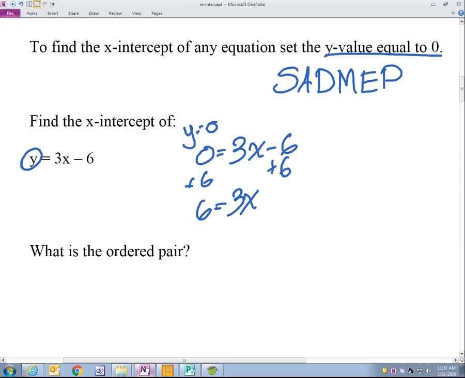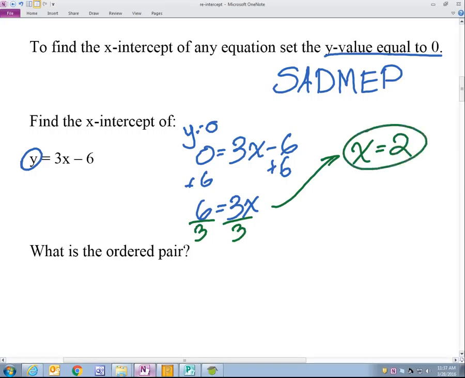Now I've got to get x by itself, so I need to ask myself, what is happening to x? Divide by how many? 3. So I'm going to divide by 3. So now x is equal to 2. So I have found my x. I still have my y as 0.